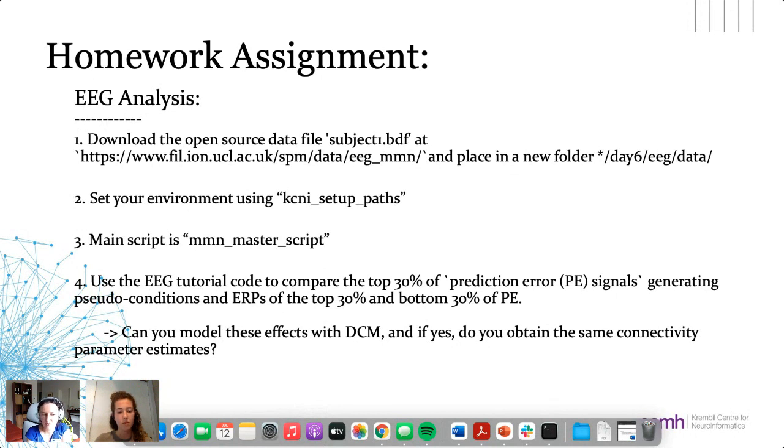However, the prediction, like you mentioned, might be conveyed from the top-down regions, from the IFG to STG, so that as the deviant is repeated and becomes a standard, then that connection from the inferior frontal gyrus to the STG is increased. Any other questions?